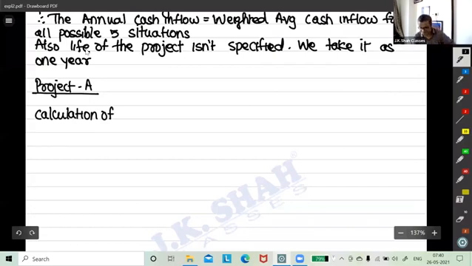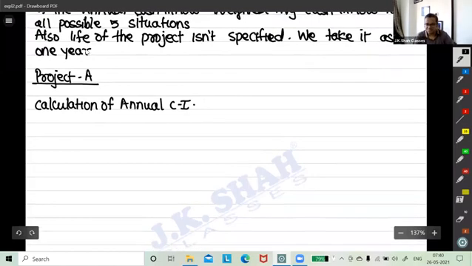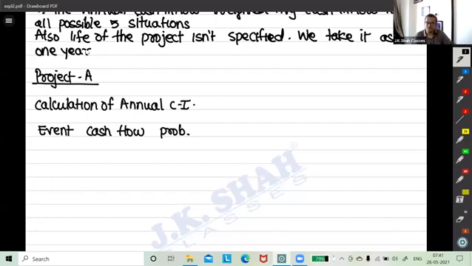Calculation of annual cash inflow. So we'll write event, cash flow, probability. Then you know what to do, right? This cash flow will multiply the probability and that will give us the product. Okay, the probabilities become the weights, right?